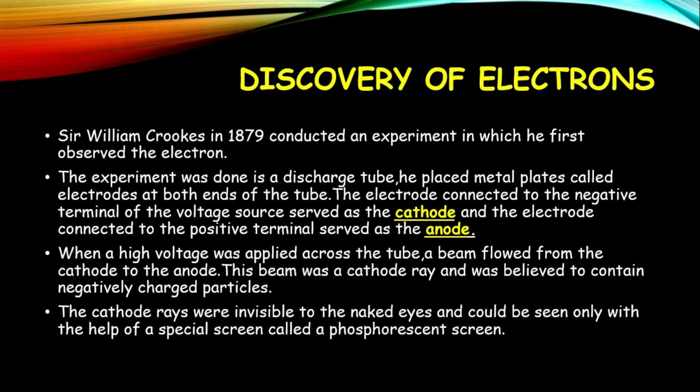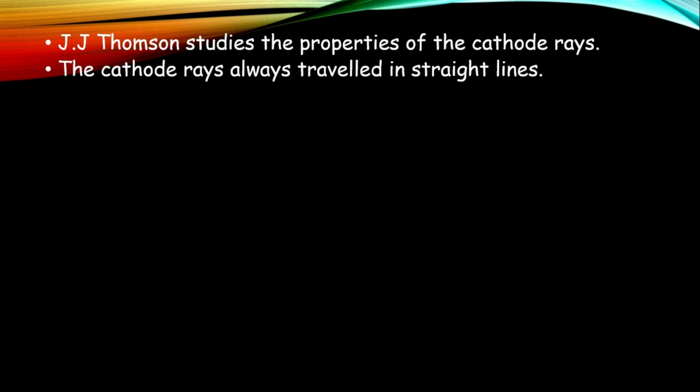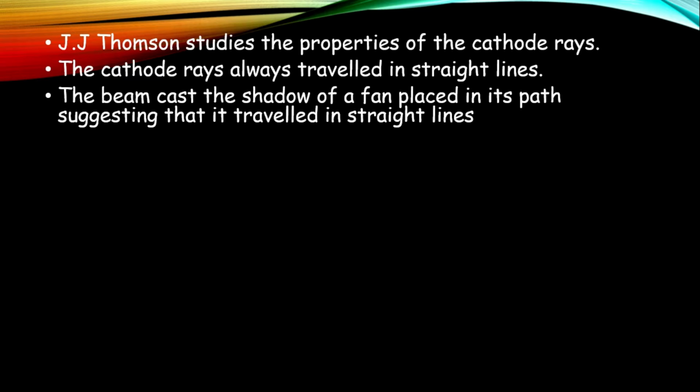The cathode rays were not visible to the naked eye, but they could be seen on a special screen called the phosphorescent screen. J.J. Thomson was the English physicist who also studied the properties of these cathode rays. He believed that the cathode rays always travel in a straight line, and he proved this with an experiment where the beam cast the shadow of a fan placed in its path, suggesting that it travels in a straight line. The shadow was formed because the rays coming out of the cathode were traveling in a straight line. And this suggested to him that the cathode rays also contained particles which had some negative charge.